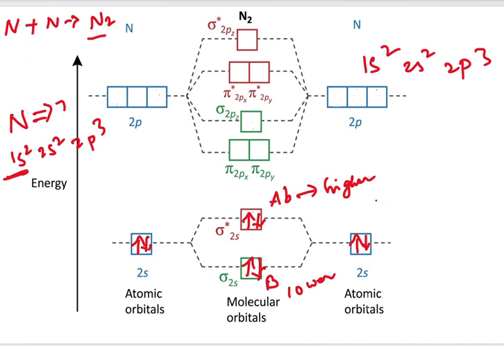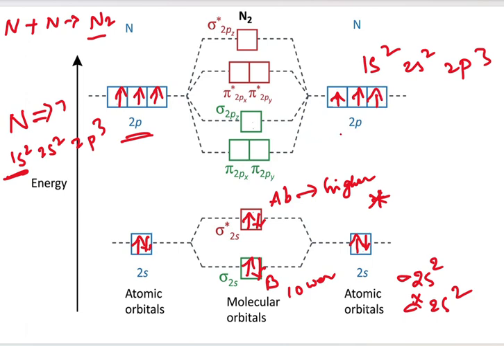Generally, anti-bonding orbitals are indicated with a star sigma, and bonding molecular orbitals are indicated with only sigma. So here we can write sigma 2s2 and star sigma 2s2. Coming to the 2p orbitals of the nitrogen atoms, 2p contains 3 electrons, so you can write 2p3.